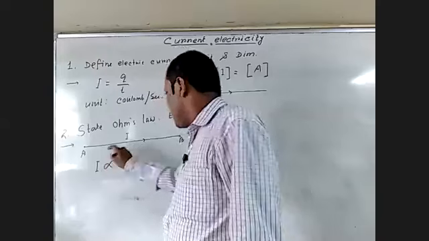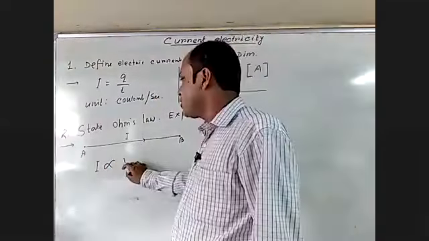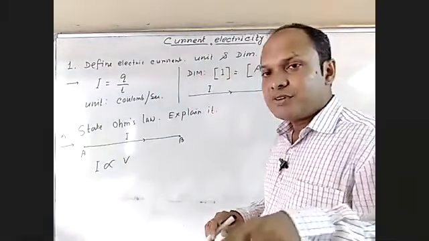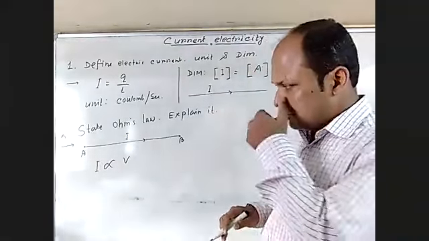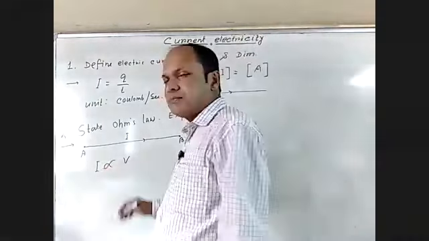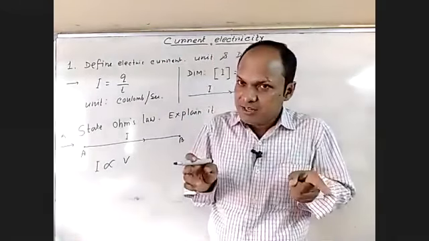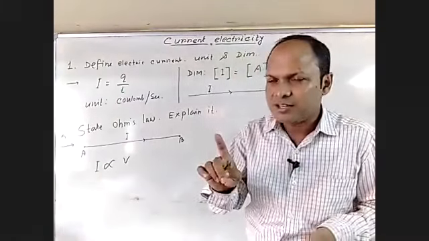flowing through the conductor is directly proportional to the potential difference between the two ends of the conductor. That means I is proportional to V. So whenever there is a potential difference, there will be a flow of current. Without the potential difference, there will be no flow of current.